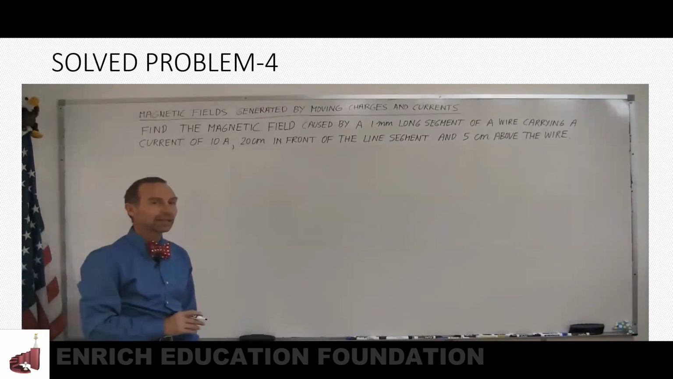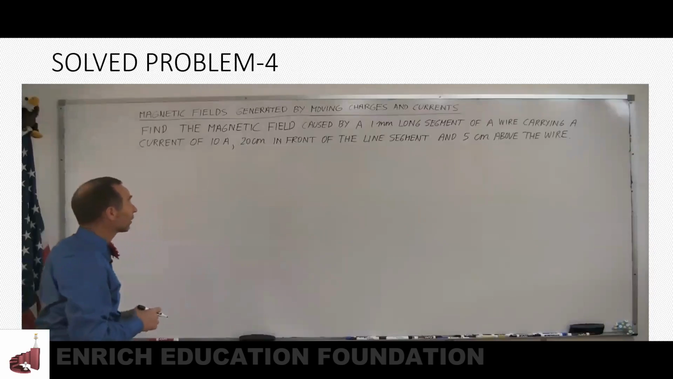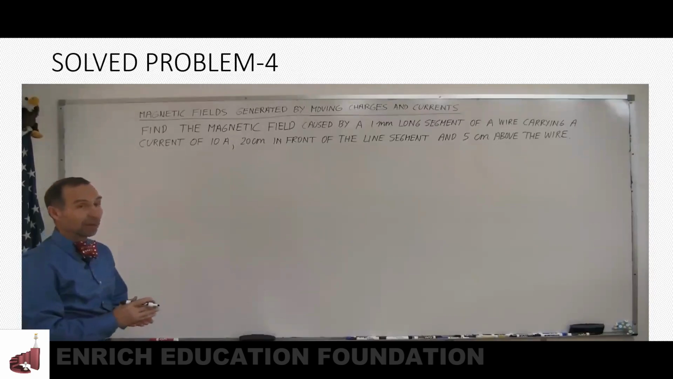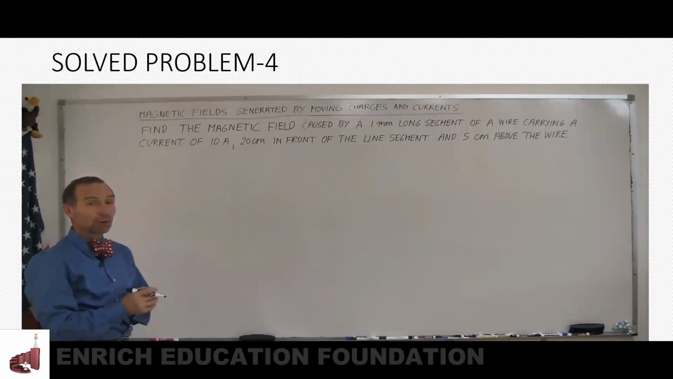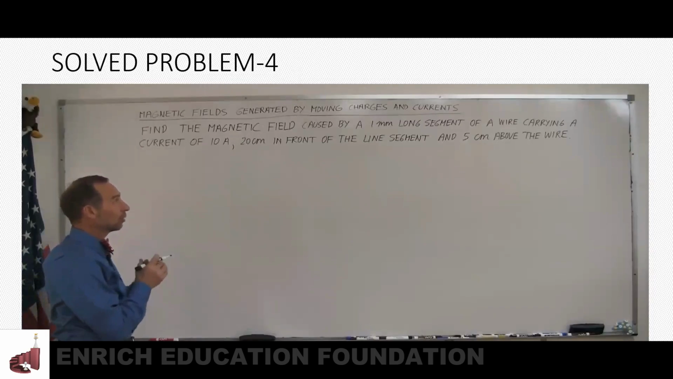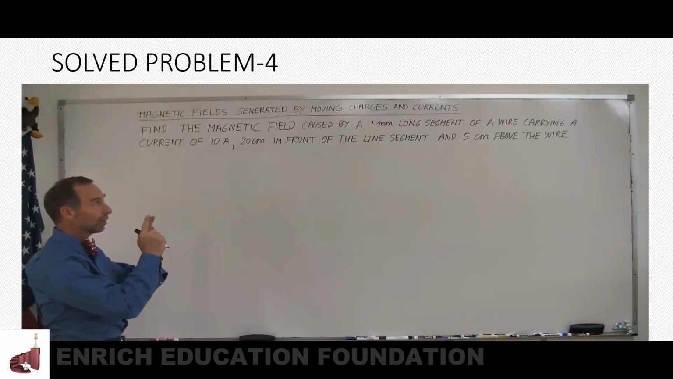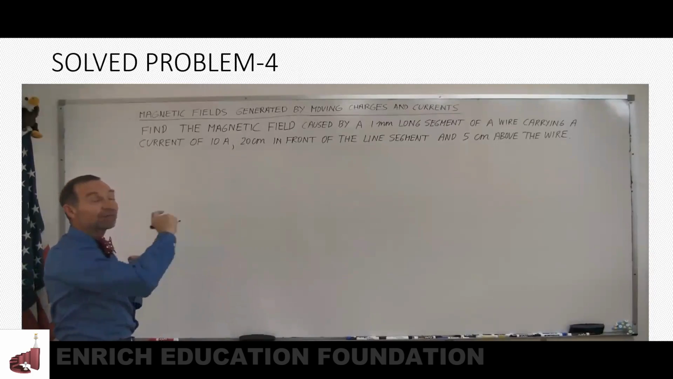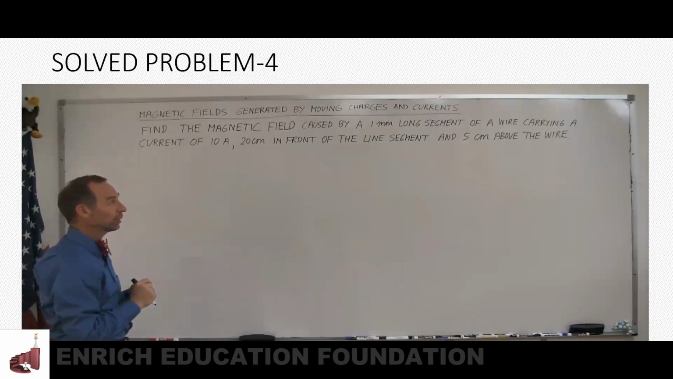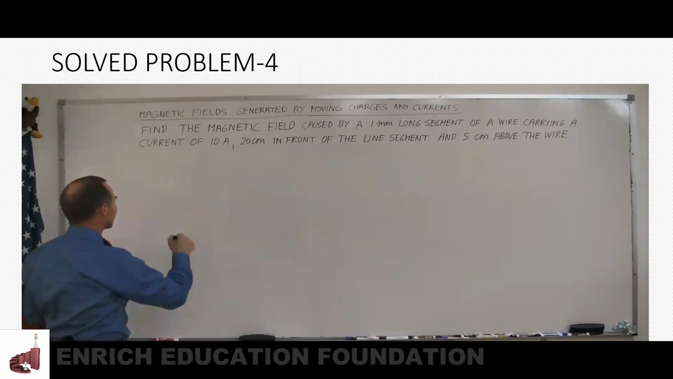Welcome to iLecture Online, and here's the next segment in how we figure out the magnetic fields caused by moving charges in line segments. In this particular case, we're going to figure it out from a small line segment. How much magnetic field is caused by a single little piece of a wire carrying a current of 10 amps, 20 centimeters away from that line segment and 5 centimeters above the wire? So let's draw this out so we can see what it looks like.